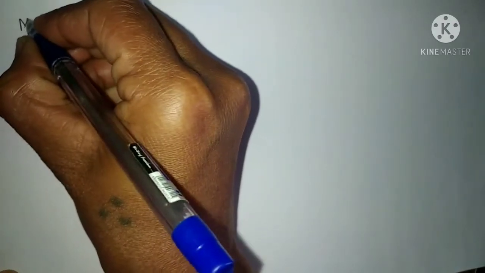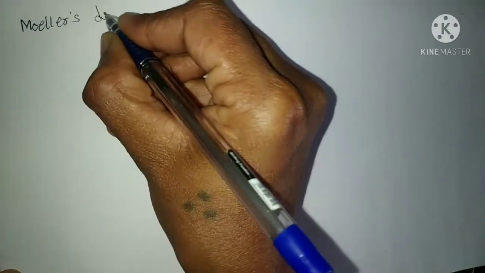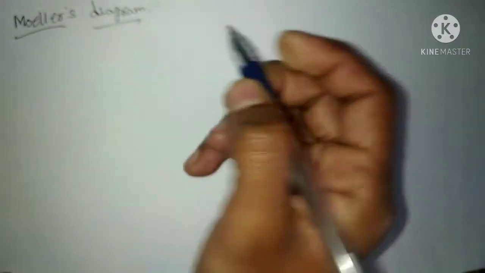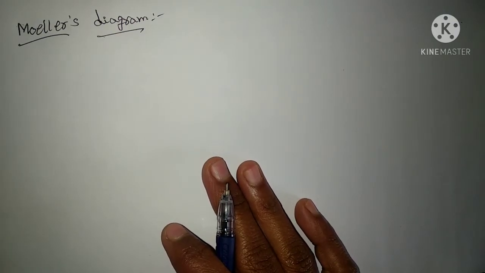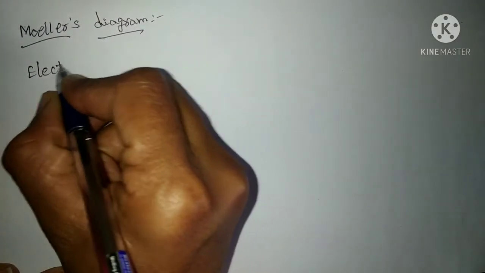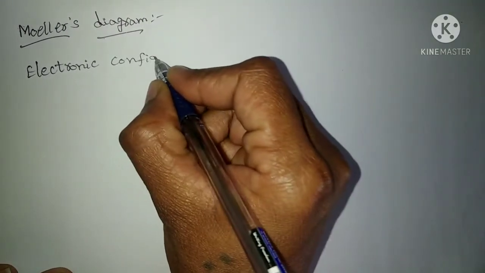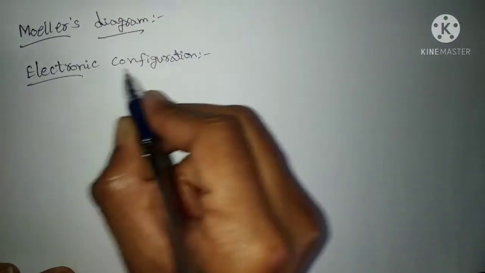In this video, we are going to discuss Euler's diagram. What is this Euler's diagram and why do we have to know about it? Actually, we can use it to write the electronic configuration easily. To write the electronic configuration, we will use Euler's diagram.